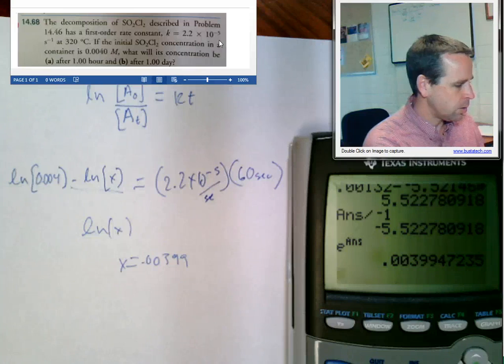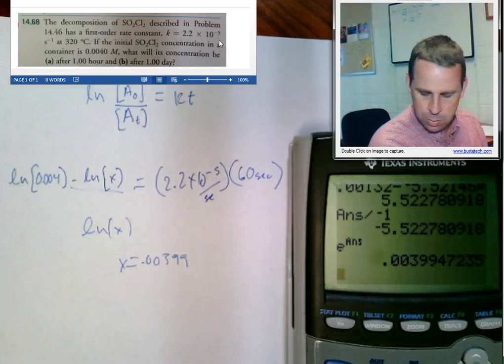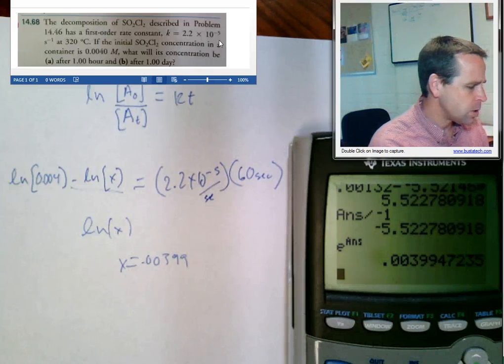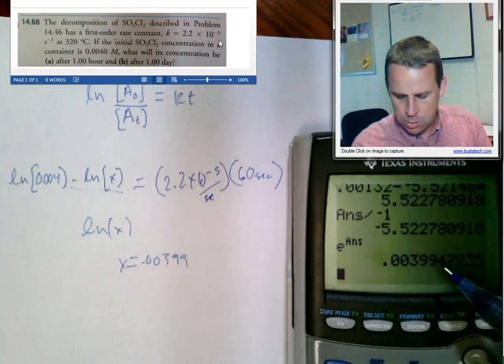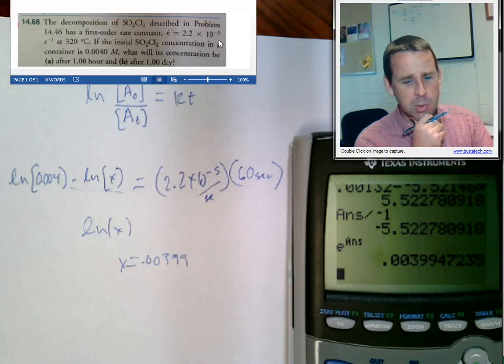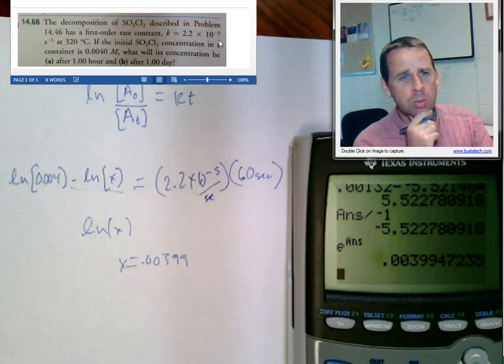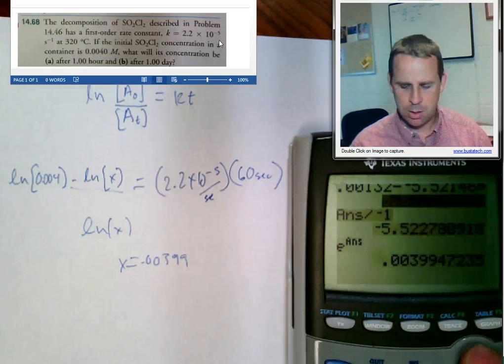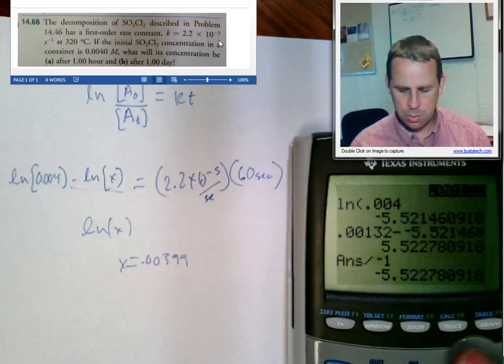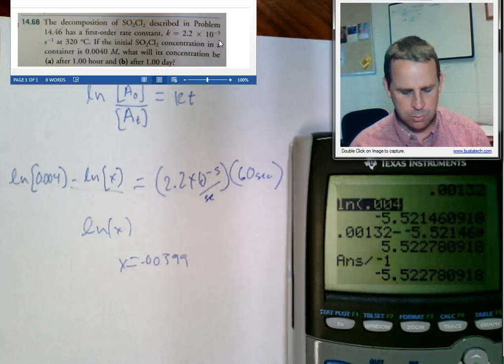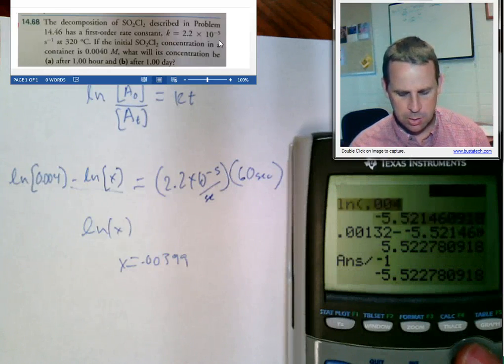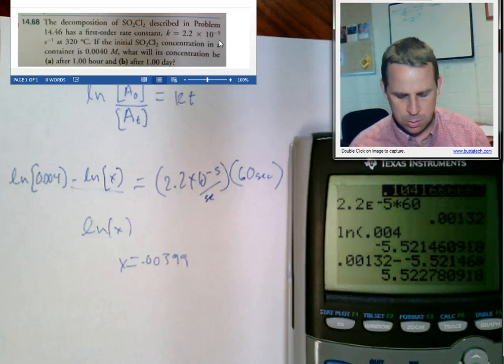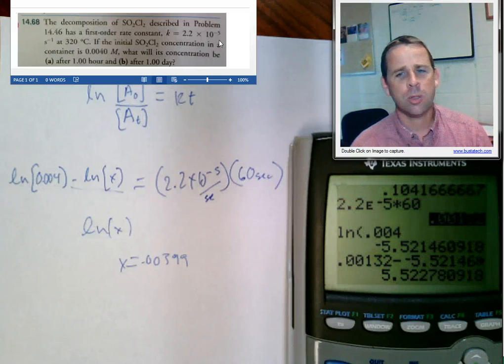1468. 3.7 times 10 to the minus 3. Did I make a mistake here? What did I do wrong? I took the natural log of 0.004, that's that value there. I took up here 2.2 times 10 to the minus 5 times 60 seconds. 0.0132.